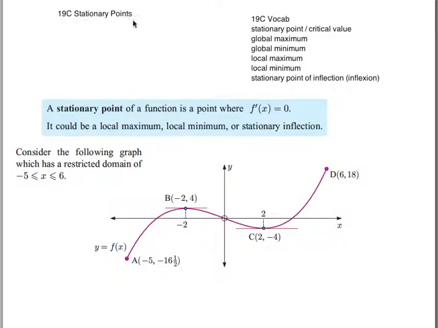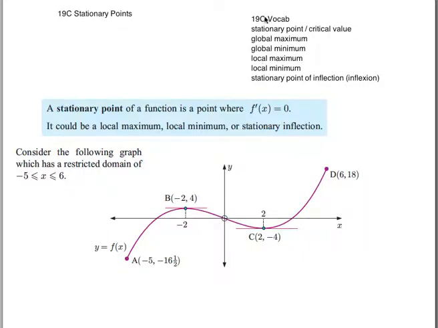Okay, so we're going to continue this talk about differential calculus, and we'll be talking specifically about stationary points. Here's the list of vocabulary words that you're going to need to know. A stationary point is the same as a critical value. We referred to critical values or critical points before, and we'll talk more about what those are. We have something called a global maximum, global minimum, local maximum, local minimum, and a stationary point of inflection, which we'll talk about as well.